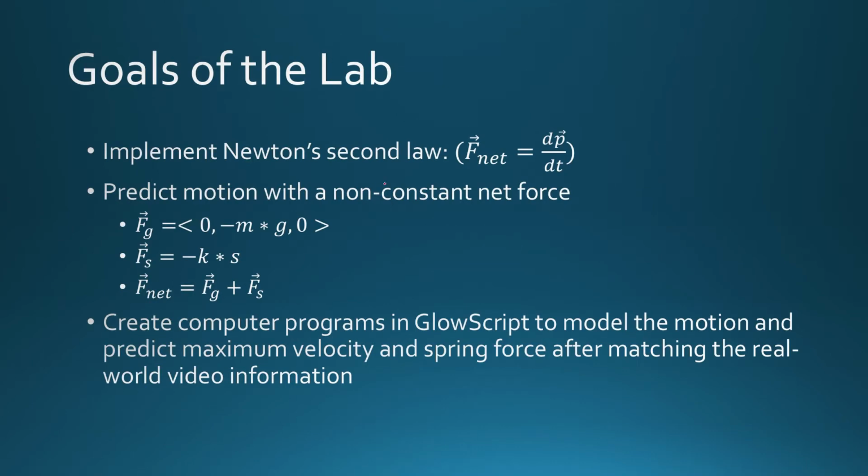This lab focused on the implementation of Newton's second law and the energy principle to predict motion with a non-constant net force, since both gravity and the rope, which I will be treating as a spring force, will be acting to create the net force. I will then create a GlowScript model to model the motion and predict maximum velocity and maximum spring force after modeling the real-life YouTube video.